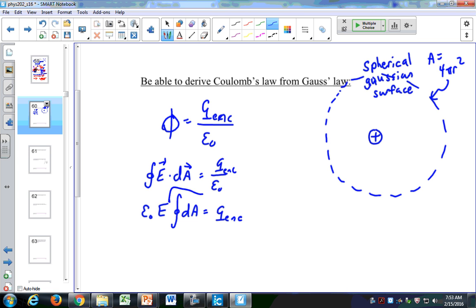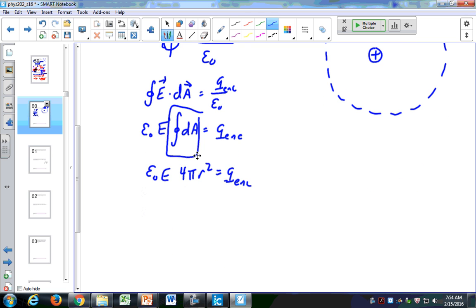So when I integrate over this Gaussian surface, I can just replace this with 4 pi r squared. So I get epsilon naught E 4 pi r squared is equal to my enclosed charge. And then I solve this for E, and I get 1 over 4 pi epsilon naught times Q over r squared. And that is our definition of electric field. In fact, this whole thing right here is just K.